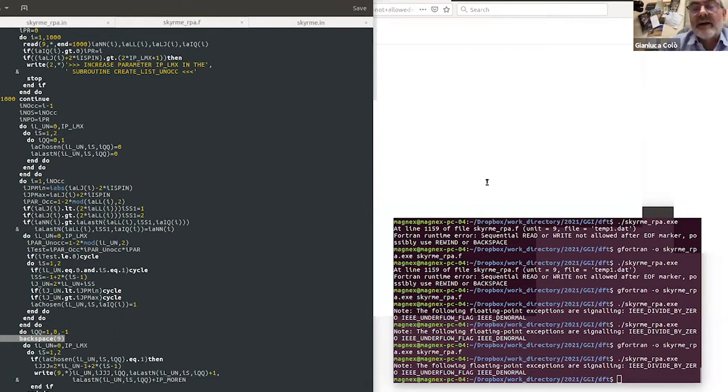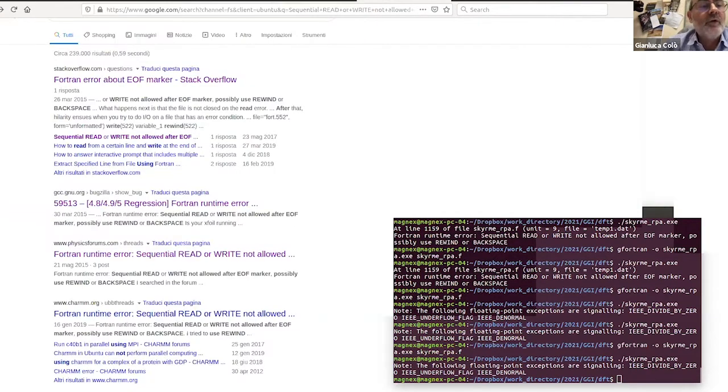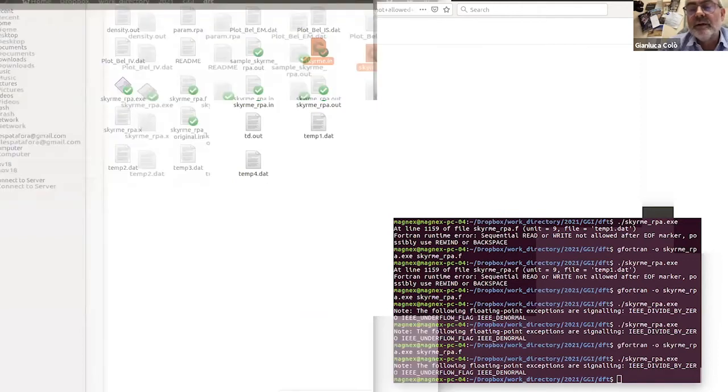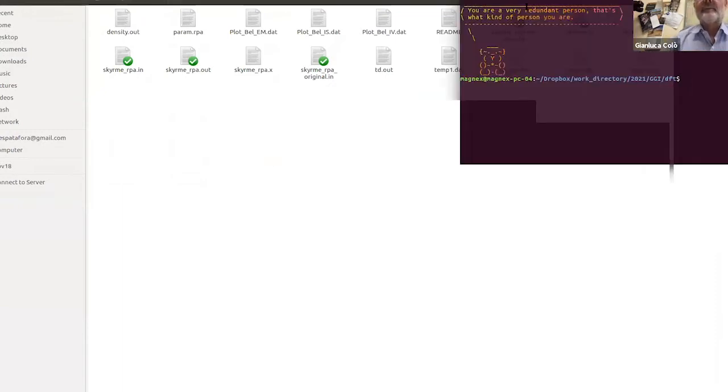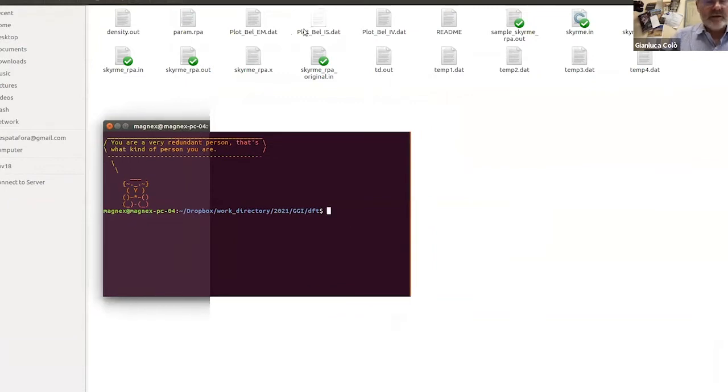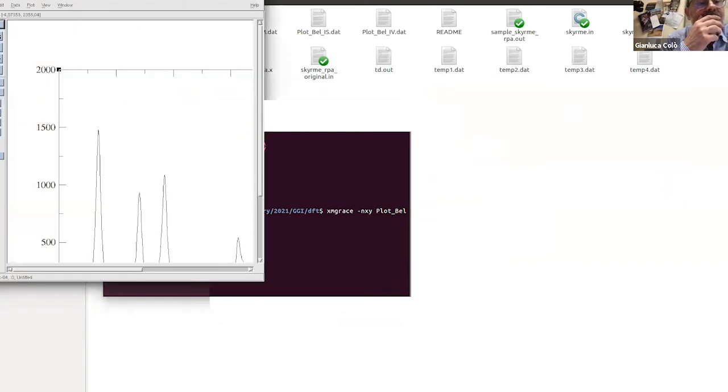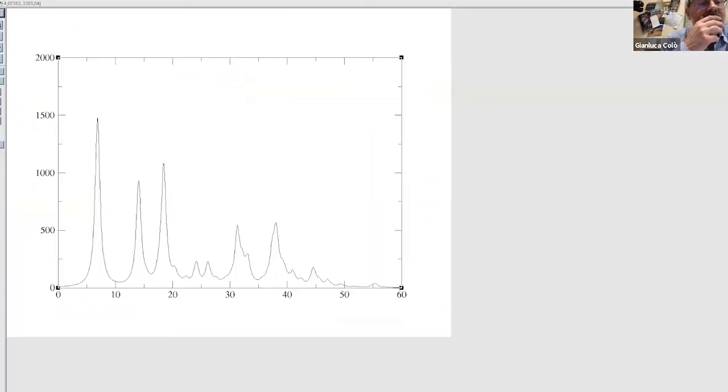Yes, you can use XMGrace. So why don't you do with XMGrace a plot of the file which is called plot underscore is, I mean this one, okay. The file which I was dealing with before. So plot underscore BIL underscore IS dot dat. Okay, try to make it a bit larger.